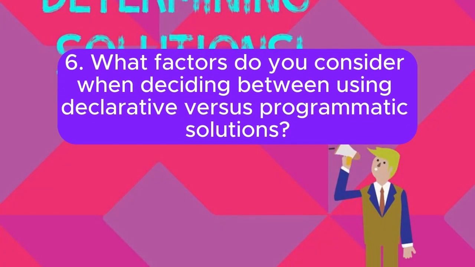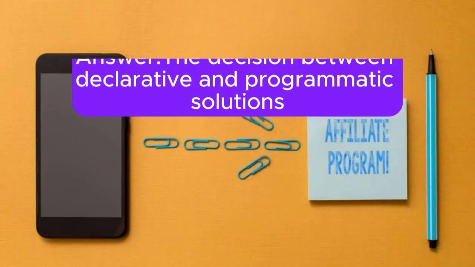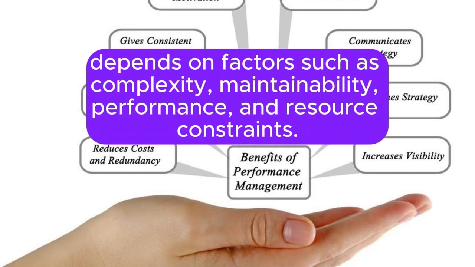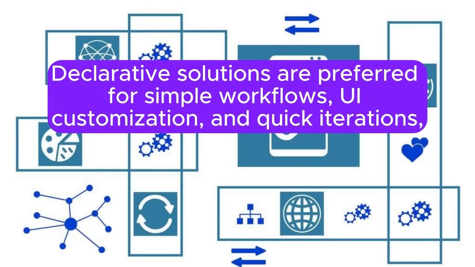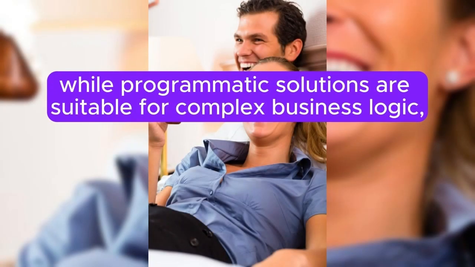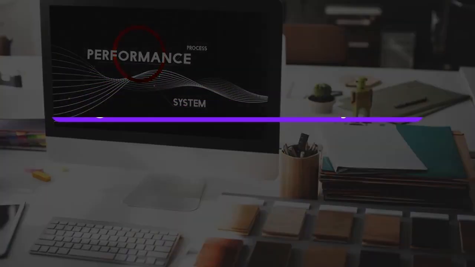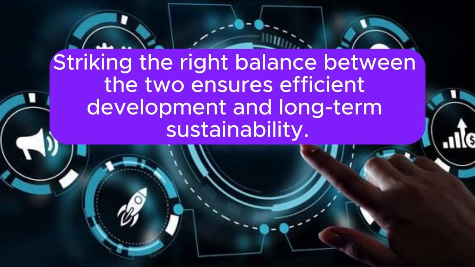6. What factors do you consider when deciding between using declarative versus programmatic solutions? Answer: The decision between declarative and programmatic solutions depends on factors such as complexity, maintainability, performance, and resource constraints. Declarative solutions are preferred for simple workflows, UI customization, and quick iterations, while programmatic solutions are suitable for complex business logic, performance optimization, and integrations with external systems. Striking the right balance between the two ensures efficient development and long-term sustainability.